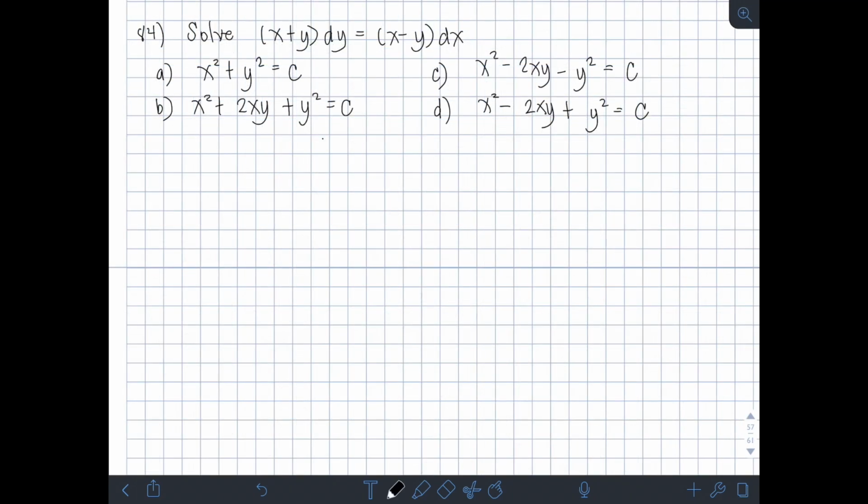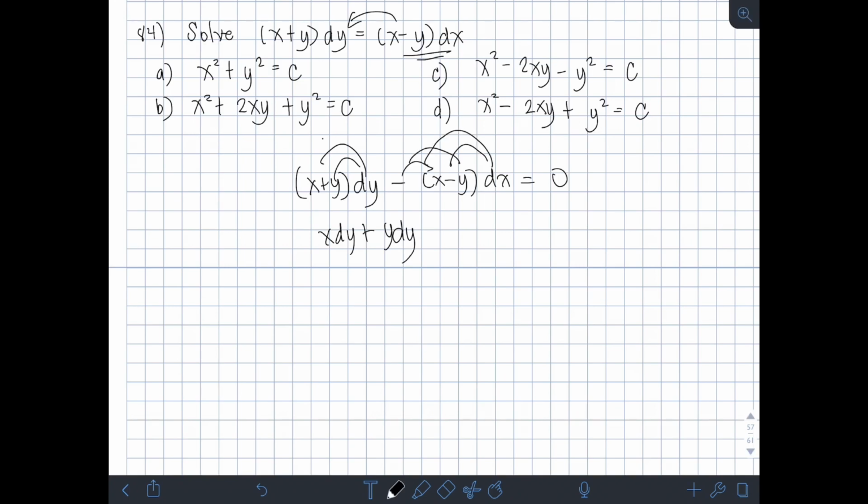Okay? Next, we have: solve quantity x plus y dy equals quantity x minus y dx. Okay, so this is a differential equation. So let's try to solve it manually. So, x plus y dy, I transpose the other side, minus x minus y dx equals 0. Okay? Then I distribute this dy. So, x dy plus y dy. I also distribute this dx and the negative. So it becomes negative x dx plus y dx equals 0.